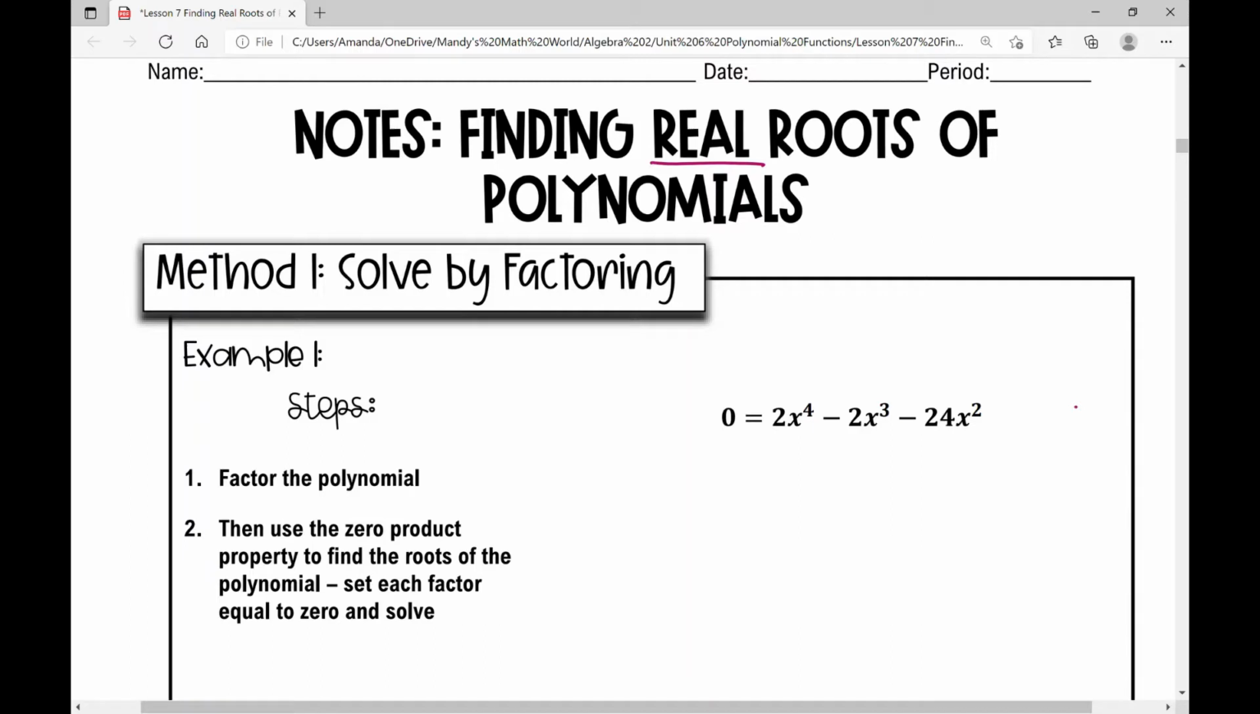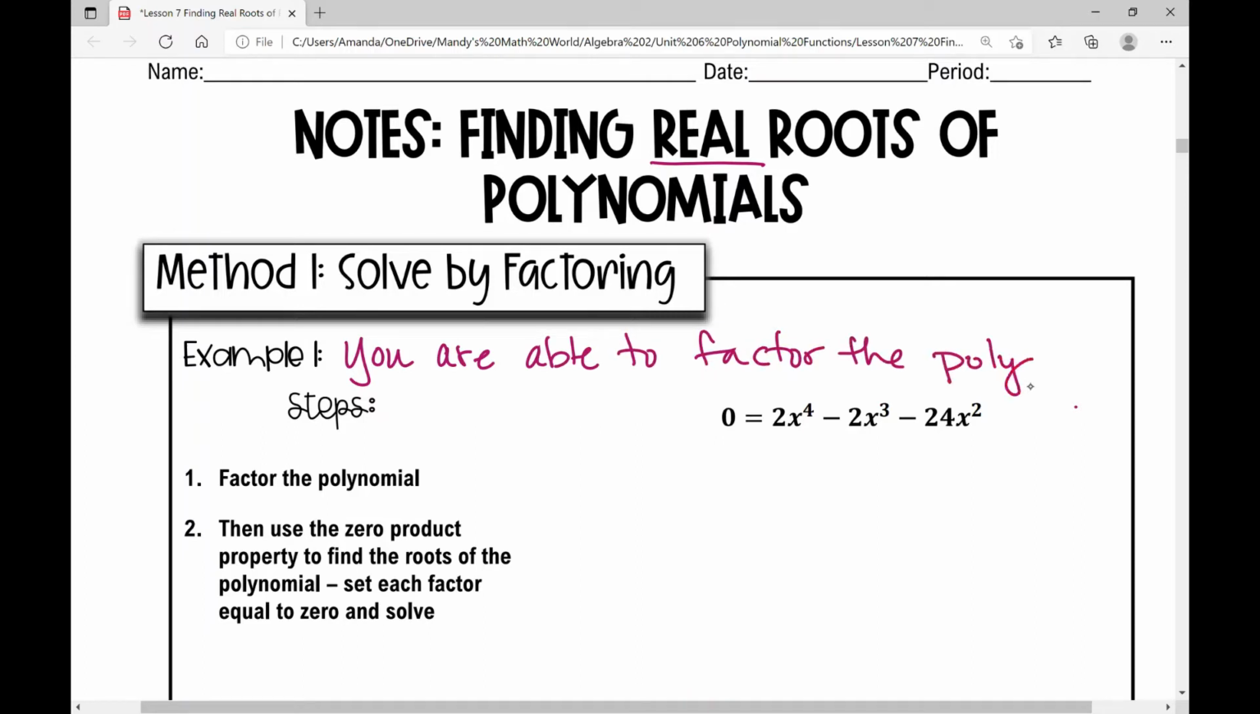So in this first example, looking at this equation right here, I've already replaced f of x with 0, or I've replaced y with 0, because that's what I'm looking for, my x-intercepts, and those are where y is 0. In this first example, you are able to factor the polynomial. So let's write that. You are able to factor the polynomial.